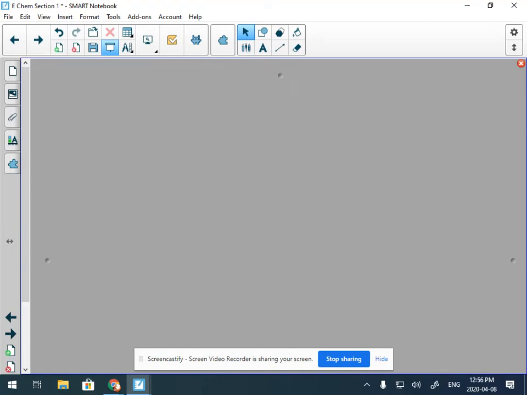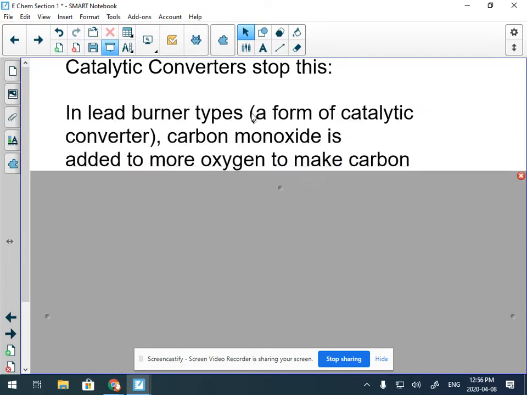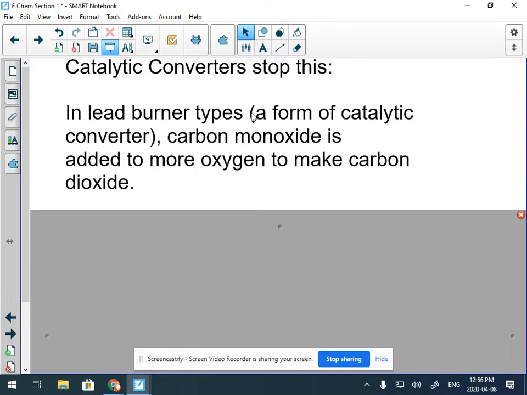Okay, so the first part of this was about the dangers of carbon monoxide. This is just about the science of how chemistry deals with carbon monoxide. And there's a technology that's in most modern cars called the catalytic converter. There's two different types of catalytic converters. We are going to be looking at only the lead burner catalytic converter because it's the simplest reaction to wrap our heads around in this online learning.